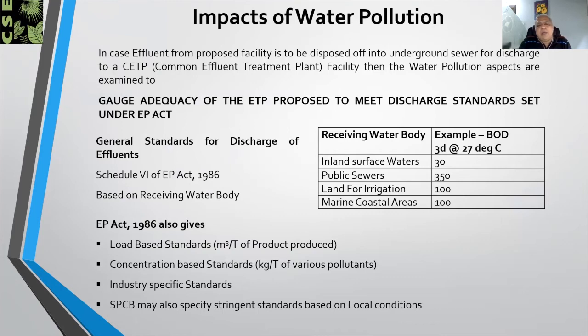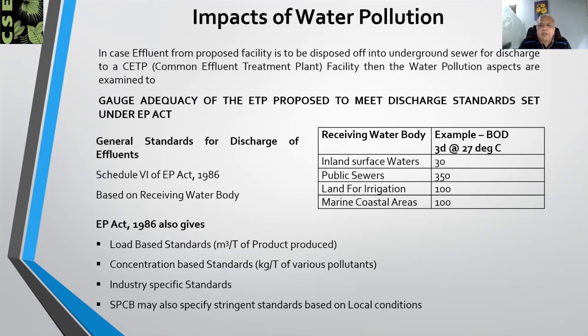Now, to assess the impacts due to water pollution, there are two scenarios which are possible. One scenario is in case you have a discharge which is going to a CETP or a common effluent treatment plant through a public underground sewer or through a truck or a tanker, etc. In that case, the major focus of an EIA scientist should be to gauge the adequacy of the effluent treatment facilities which are planned by the proponent to meet the discharge standards which are set under the Environment Protection Act.